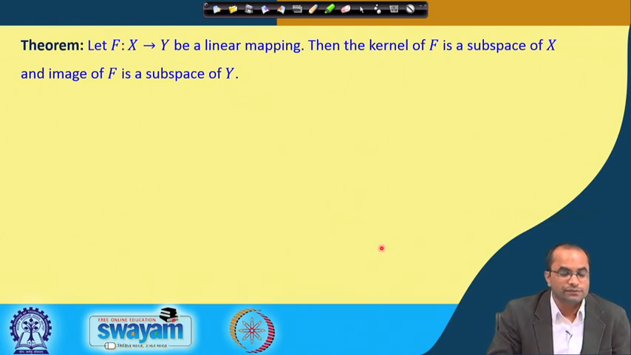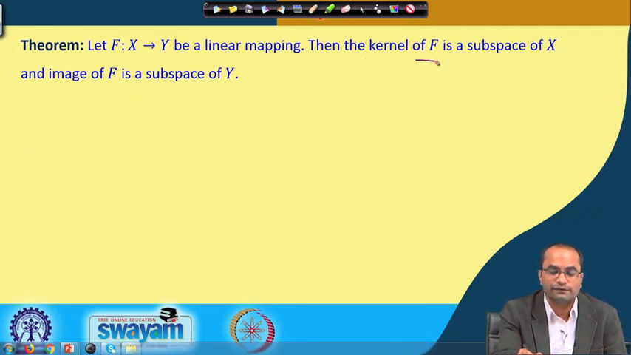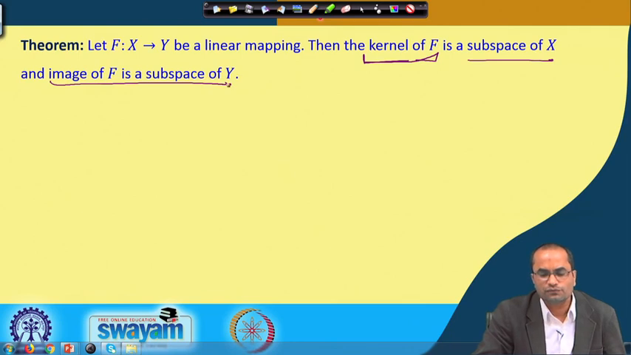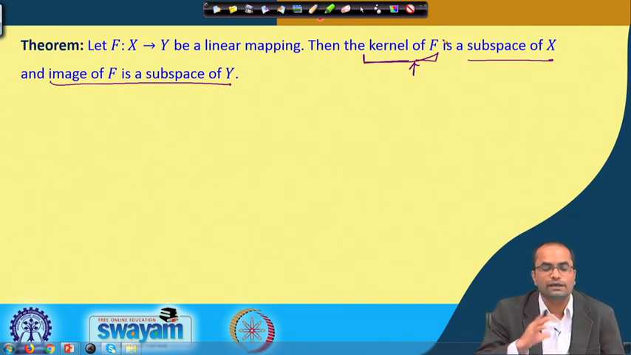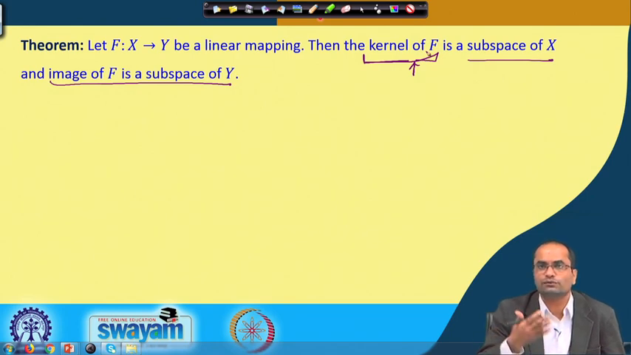So, there is a nice theorem here: let f from X to Y be a linear mapping. Then the kernel of f is a subspace of X, and also the image of f is a subspace. We are not going to formally prove this here, but it is very simple. As per the definition of the kernel and the image, we can think that they will form a subspace, because the kernel was nothing but all the elements here which map to 0. So, we have to see basically those closure properties of the subspace.